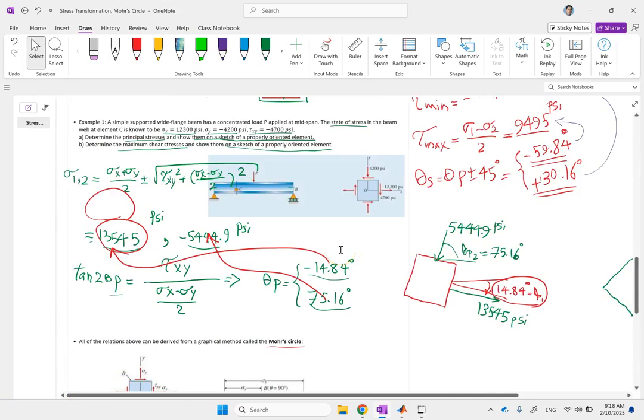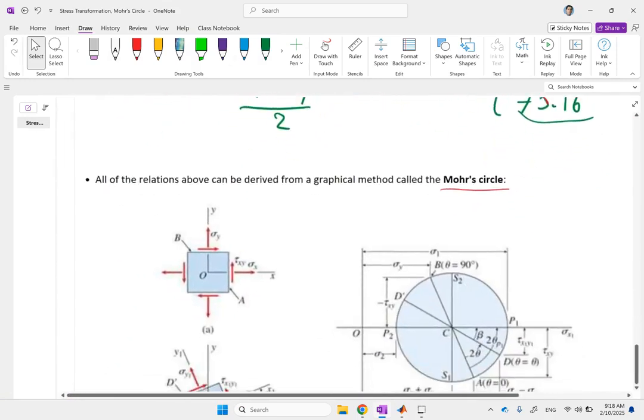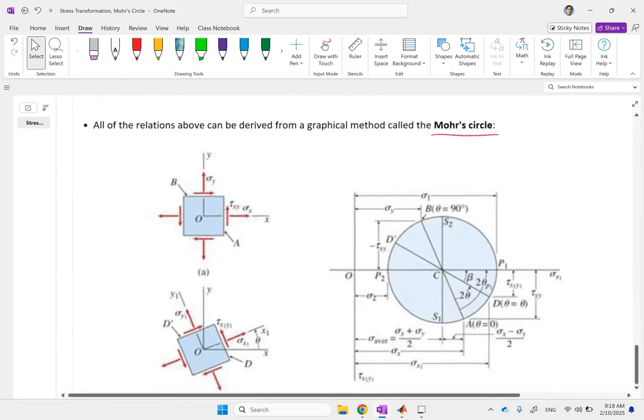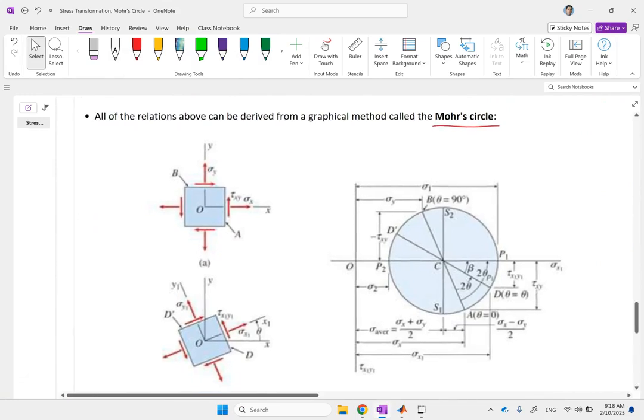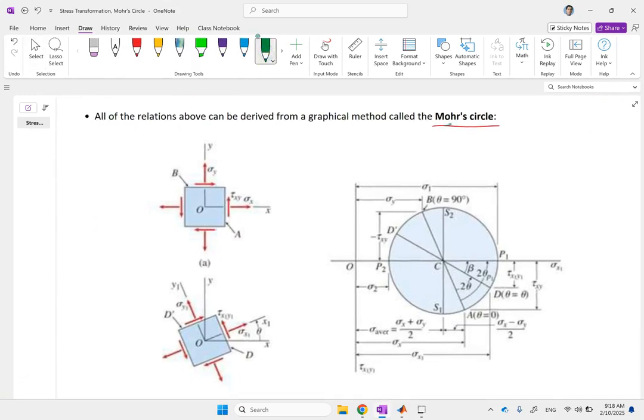There we go. So now, instead of doing all of this this way, we can do it in a graphical way using the method developed by the German engineer Mohr. It's called the Mohr circle, which is really interesting. All you need is to form a circle, and I'll show you how to do it and then how to apply it to this previous problem, because it's much easier to understand.